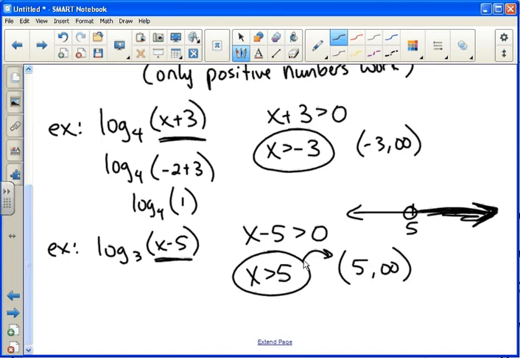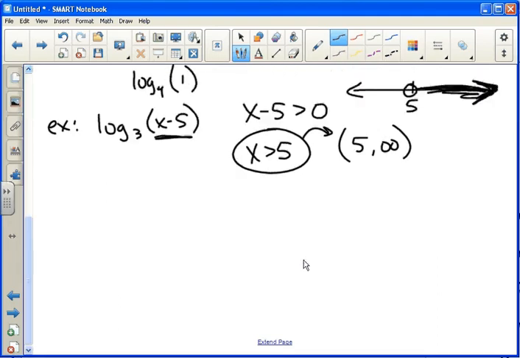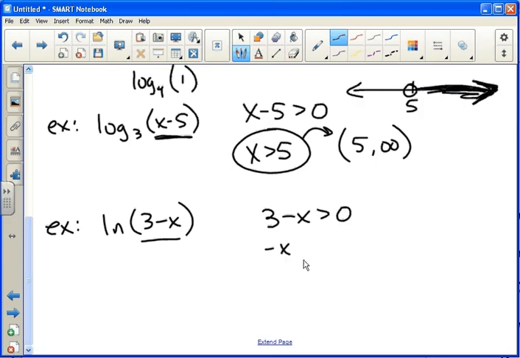Okay, let's keep going. Let's try one with a natural log, because it works the same way. Let's do the natural log of 3 minus x. Again, what's inside has to be greater than 0. So I'm going to subtract 3 from both sides and divide both sides by negative 1. Here's one place you need to be very careful. Remember that if you divide or multiply by negative 1, you have to flip over the inequality sign. So it becomes x is less than 3, or negative infinity to 3. Either one of those would be a correct answer for the domain.